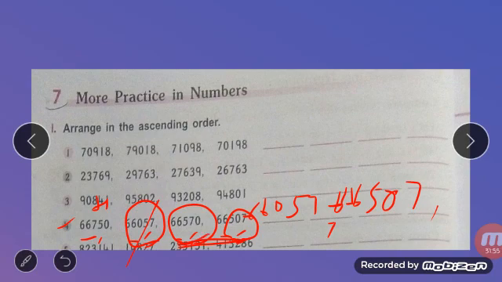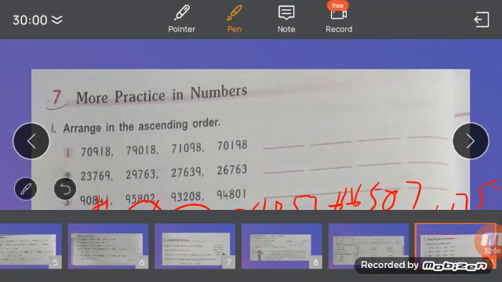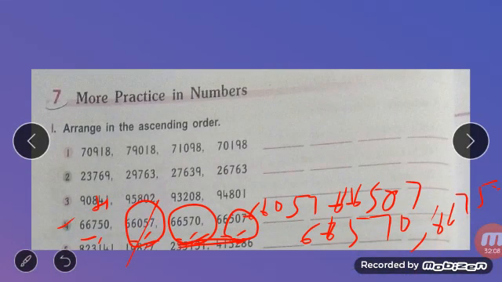This number you have to write 66570. Now at last 66750. Okay, you have to listen carefully. Understood? So this way you have to complete the numbers writing in ascending order.